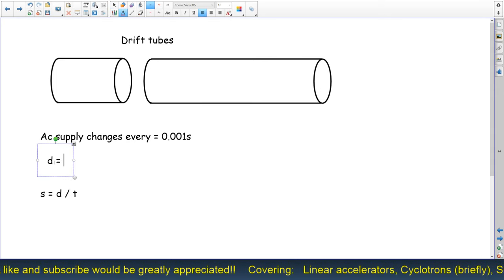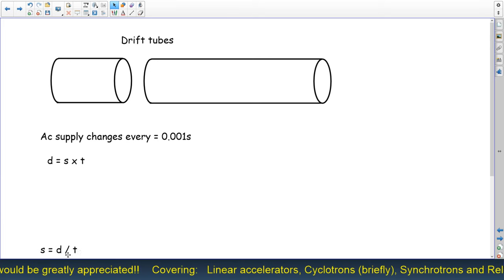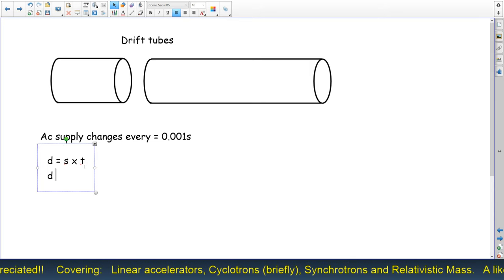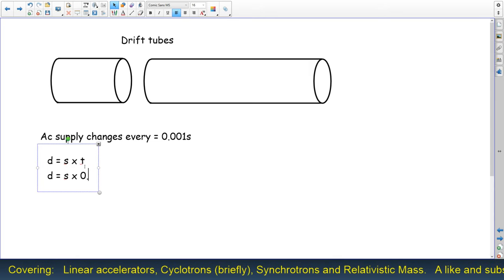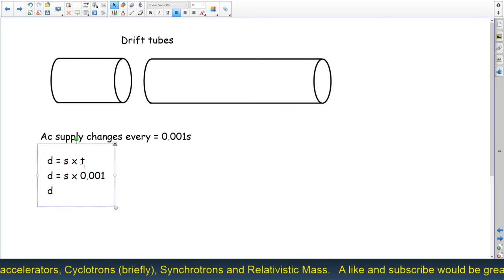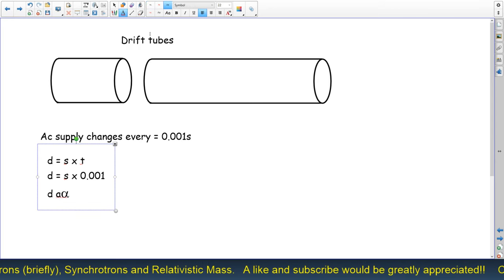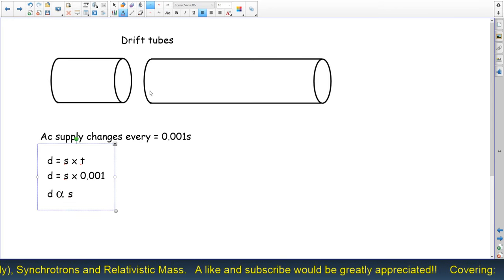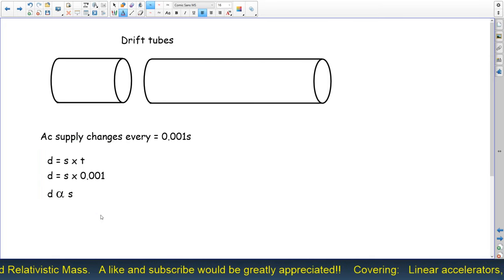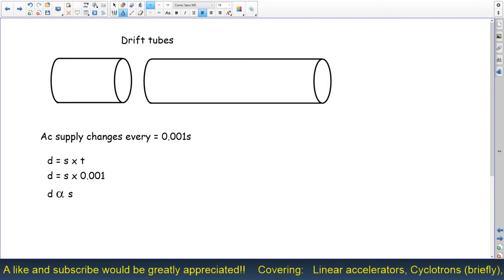Rearrange speed equals distance over time to distance equals speed multiplied by time. All right, so the distance is how long does my drift tube have to be? My time is fixed, so my distance is equal to whatever my speed is times 0.001. And then we've got the problem that distance becomes proportional to my speed. So as my speed goes up, the distance goes up. The length of my drift tube has to go up because it needs to stay in it for 0.001 seconds.